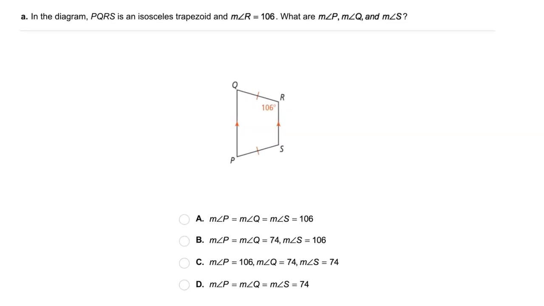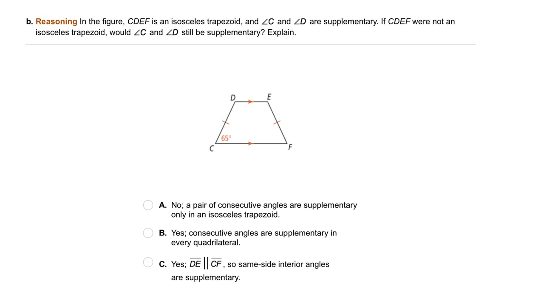Your turn. Part A. In the diagram, PQRS is an isosceles trapezoid, and the measure of angle R is 106. What are the measures of angles P, Q, and S? And Part B, a reasoning item.